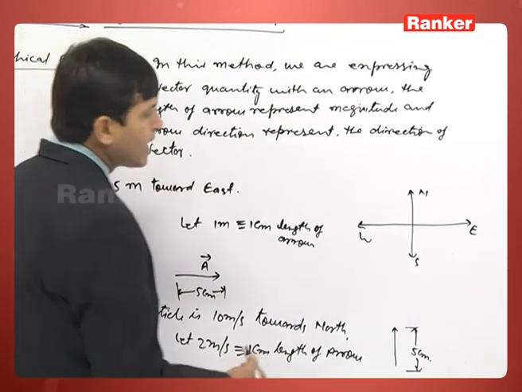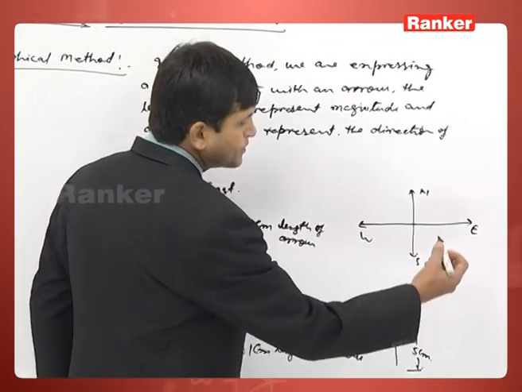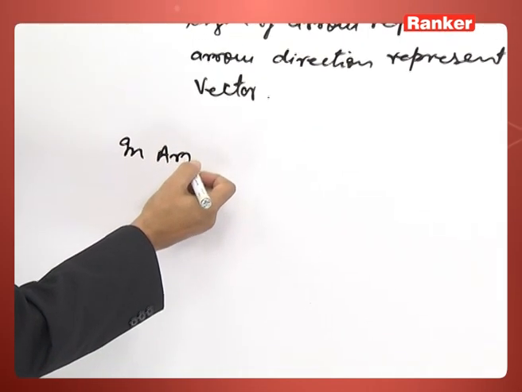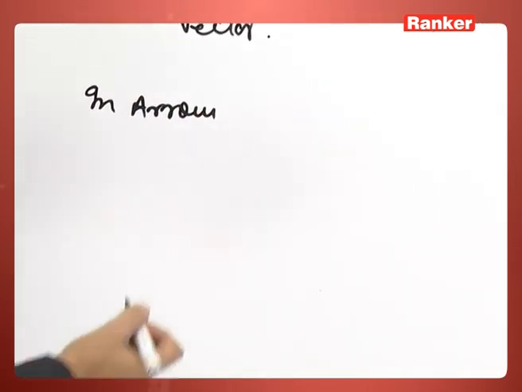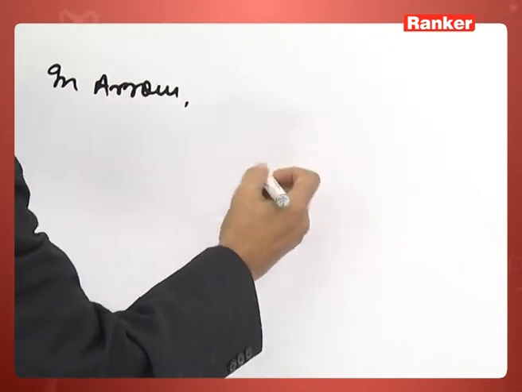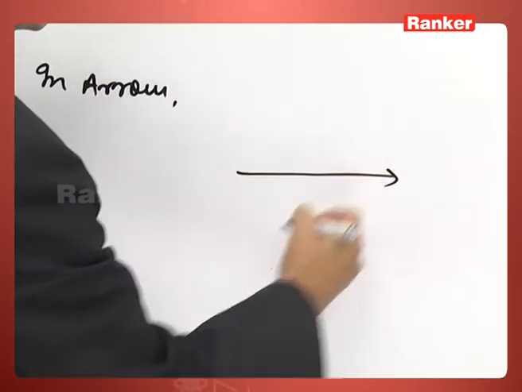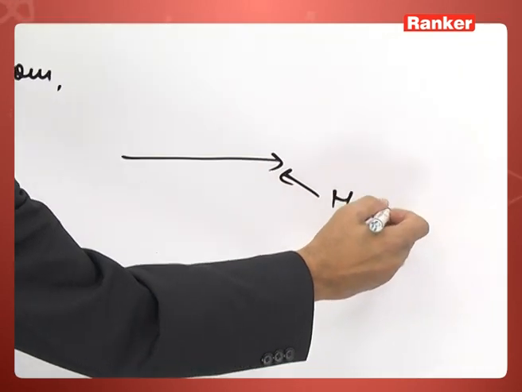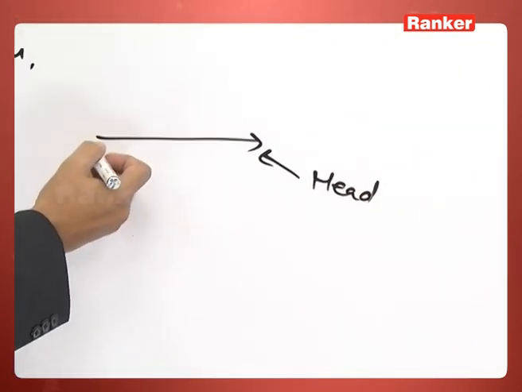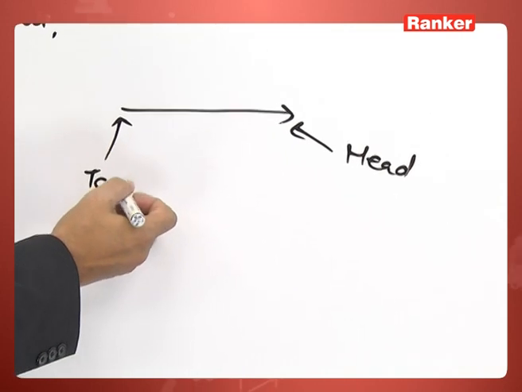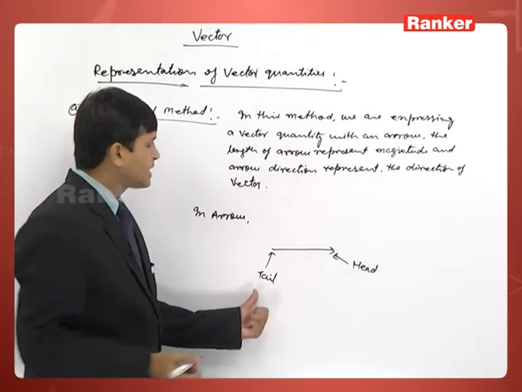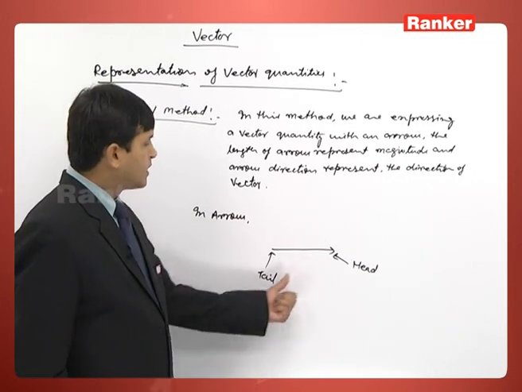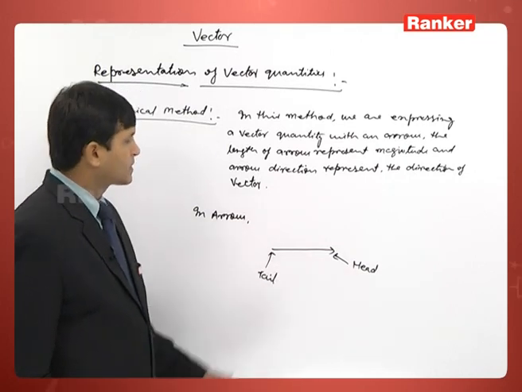Now in the arrow we define two terms. Let this be the arrow. This part of the arrow is called the head, and this part is called the tail. Whenever we define a vector with an arrow, there are two points, head and tail.